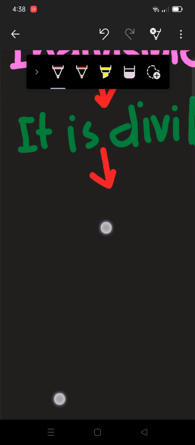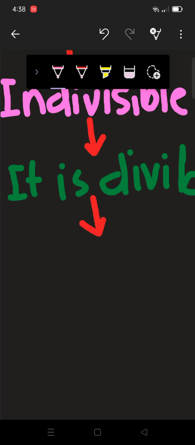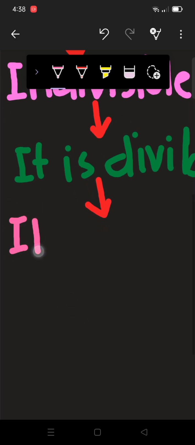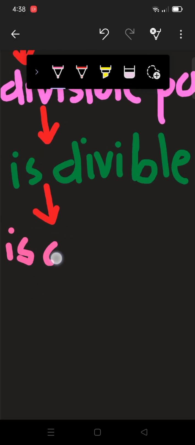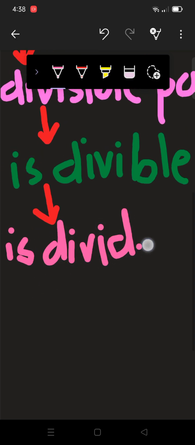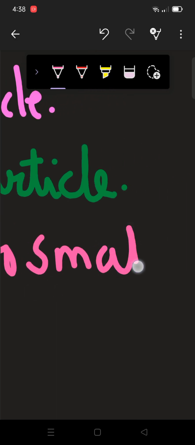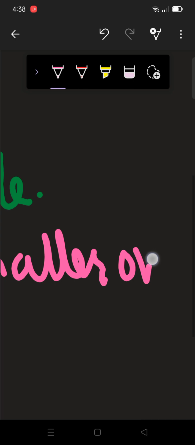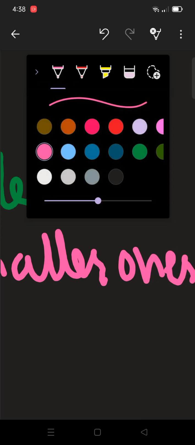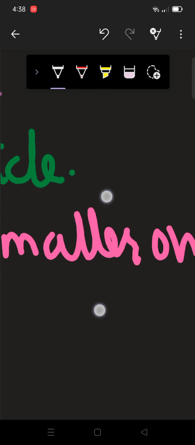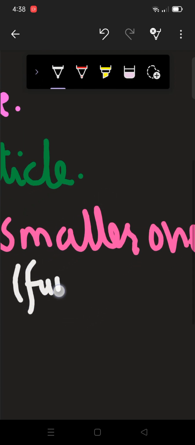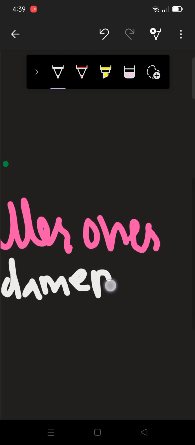So it is basically further divided into smaller ones too. And those are basically known as fundamental particles as well. So those are known as fundamental particles.